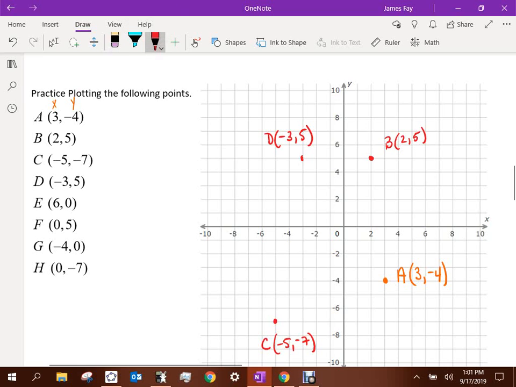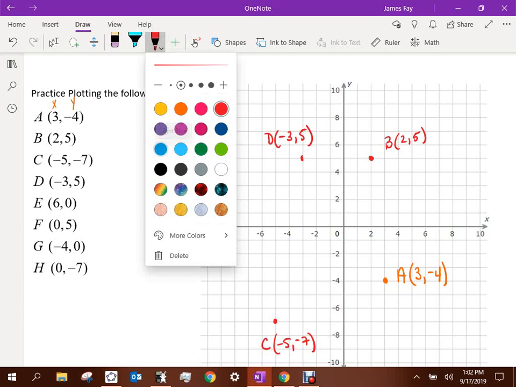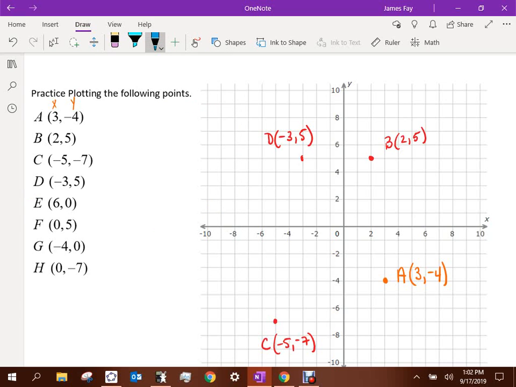Now I want to do the remaining points here, and they're a little bit different. Notice these all incorporate a 0. So I'm going to plot E at 6, 0. The 6 tells me to move to the right. Now the 0 tells me to move up 0 or down 0, which means don't go anywhere in the y direction. So I'm just going to plot that point right there. And that becomes E, which is 6, 0. Now, my question is, what quadrant is that in?